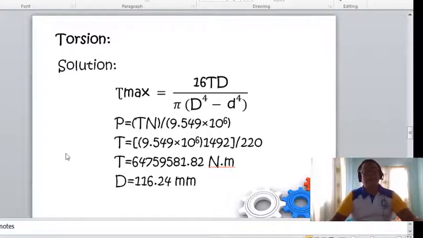And then, getting now the torque in terms of Newton meter, that is 4,759,581.82 Newton meter. Okay? So, getting now the diameter, that is equivalent to 116.24 millimeters. Okay?